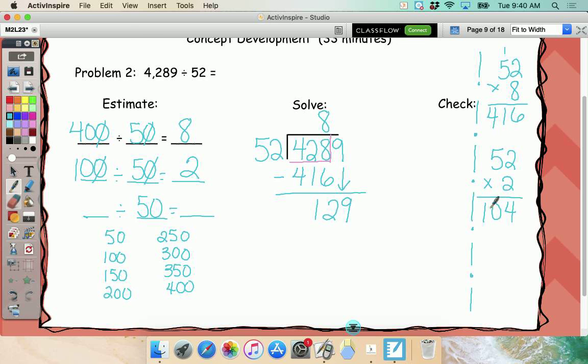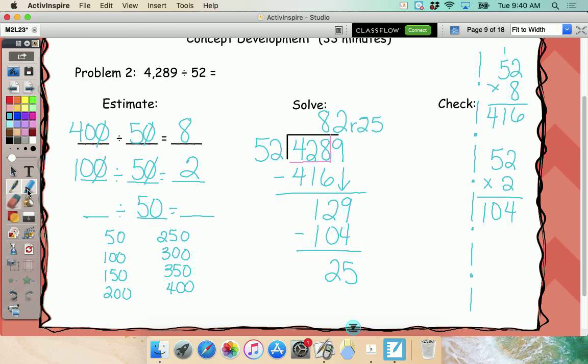Gonna work? Yes. Where do I write the 2? On top of the 9. And here's how you can keep track of it. Whatever number you just brought down, that's where you write the number at the top, right above it. That's a pretty big remainder. Is it going to work? Yeah.